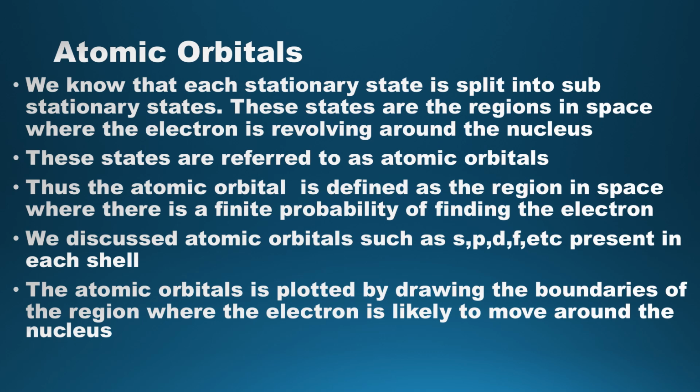We now discuss the shapes of these atomic orbitals. It should be noted that the atomic orbital is plotted by drawing the boundaries of the region where the electron is likely to move around the nucleus.